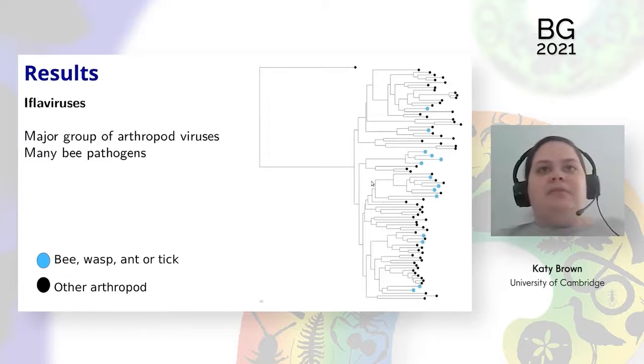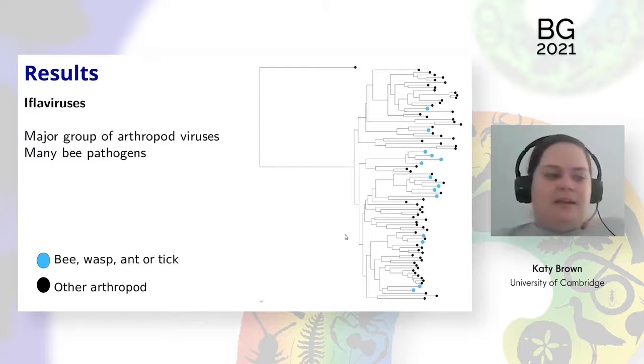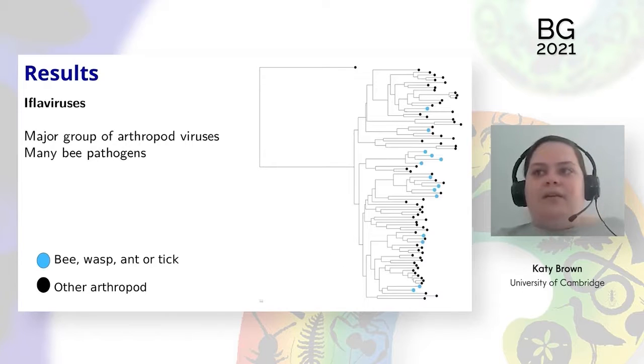I'm just going to go briefly through a couple of results. So this is a phylogenetic tree for the IFLA viruses. So IFLA viruses is a major group of arthropod viruses, and it includes many known bee pathogens. So this is kind of a good starting point. On this is the known phylogeny prior to my study. So the black dots are all of these are arthropod viruses, and then the ones marked in blue are specifically in bees, wasps, ants, or ticks. So there's already quite a lot known in this group about viruses from these species that I'm interested in.